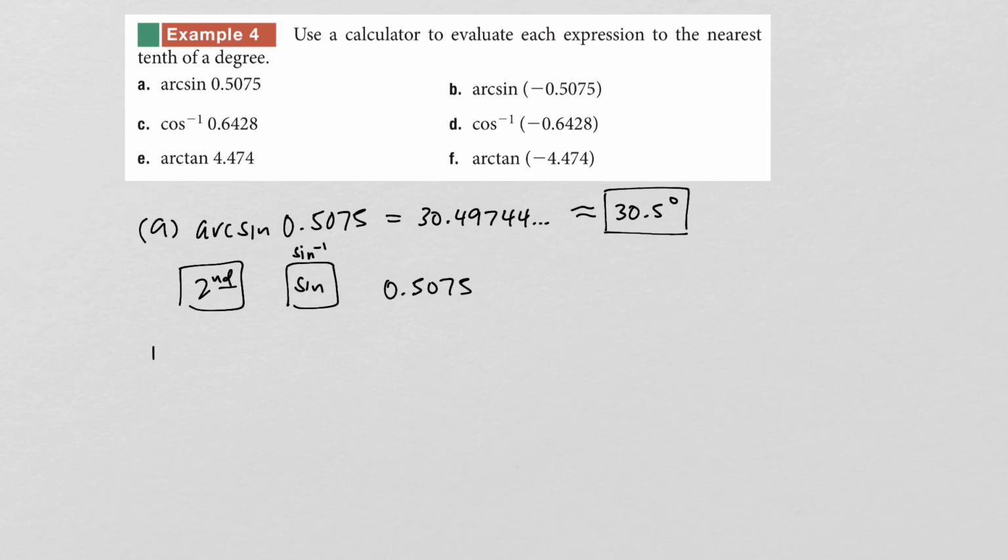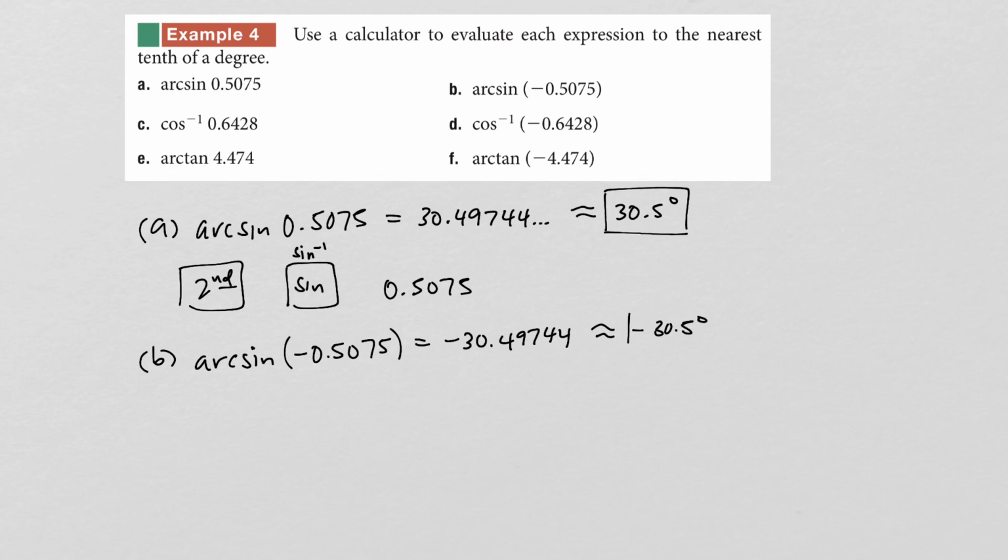Same thing for the second one. If I take the arc sine of negative 0.5075, you do the exact same thing. You just type it in with a negative sign. And for this one, you'll see that you get negative 30.49744. And this is approximately negative 30.5 degrees.